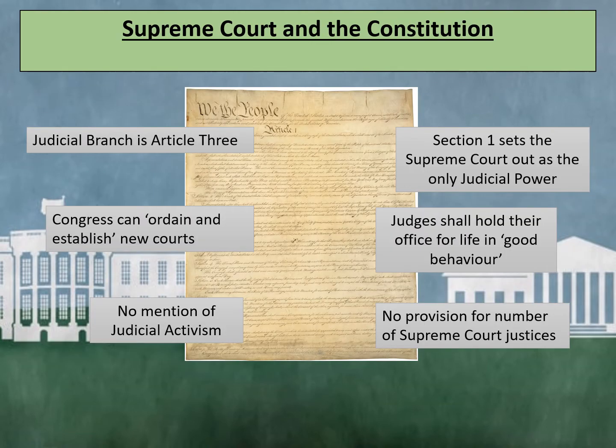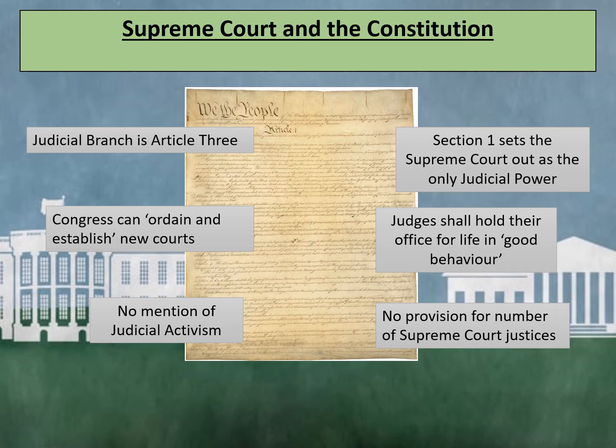The judicial branch of government is the system of courts that interpret and apply the nation's laws. The Supreme Court is the highest court in the federal judiciary and acts as the final court of appeal. According to the original Constitution, the Supreme Court was to be the only federal court. Article 3, Section 1 of the Constitution begins by saying the judicial power of the United States shall be vested in one Supreme Court, and in such inferior courts as the Congress may from time to time ordain and establish.